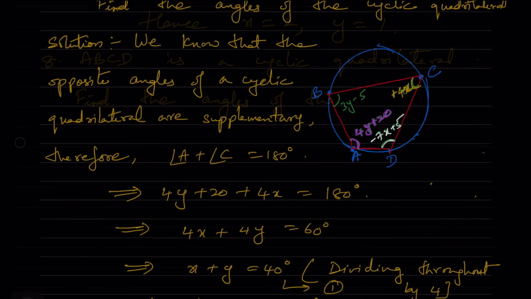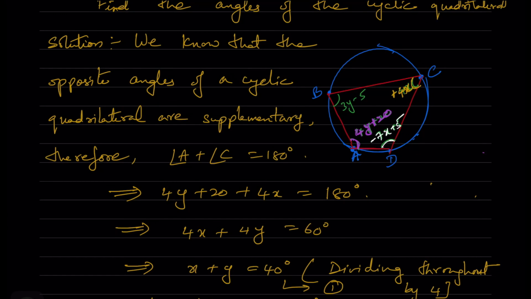We know that the opposite angles of a cyclic quadrilateral are supplementary. So here from the figure ABCD, A is opposite to C, B is opposite to D. So angle A plus angle C is equal to 180 degrees, angle B plus angle D is equal to 180 degrees. So here you can write angle A is 4y plus 20 and C is 4x. So therefore sum of angle A plus angle C is 180 degrees.